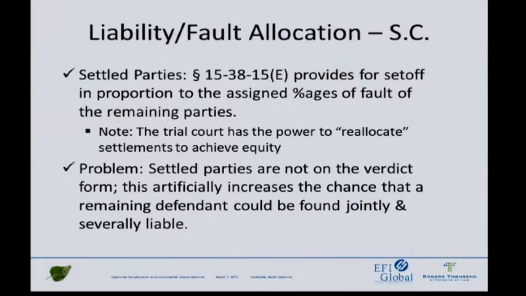So that's a concern, one of the things that nobody knows how to deal with. We know we get the offset, but what about the issue of whether or not you're jointly and severally liable? We just don't know.